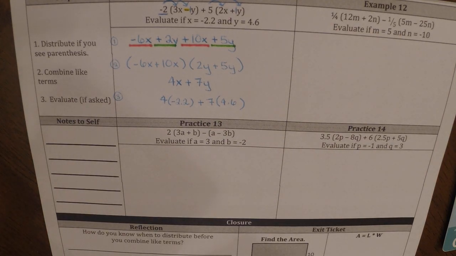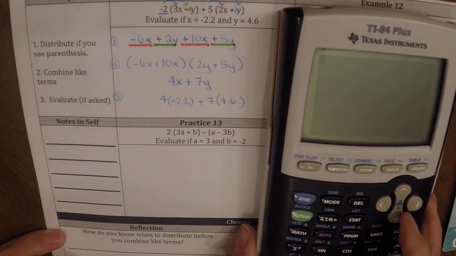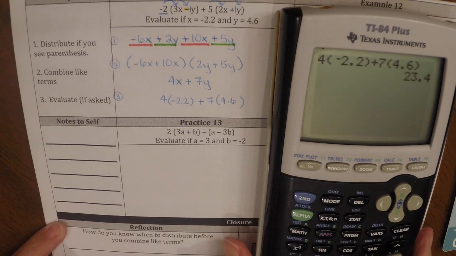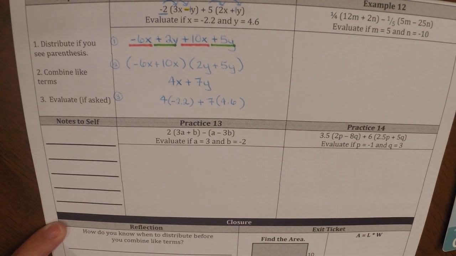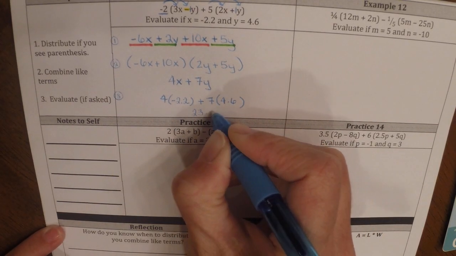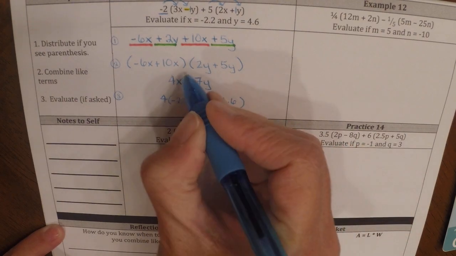Now, I didn't bring an Inspire home this time, so I am just going to type it in onto this one. So 4, parentheses, negative 2.2, close, plus 7, parentheses, 4.6, close, and then press enter, and we get 23.4. So our solution is 23.4.